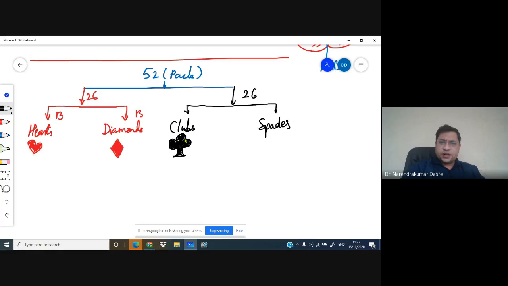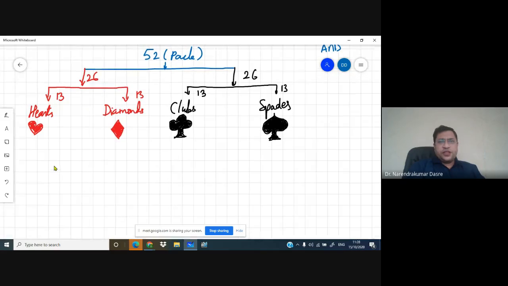Okay, and then spades, we have 13 cards of spades. So these are spades. So 13 cards of each of these sets. We have 13 cards of diamonds, 13 cards of hearts, 13 cards of clubs, and 13 cards of spades. So this way we have four sets of each type.